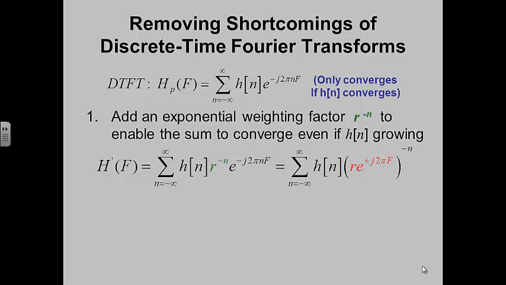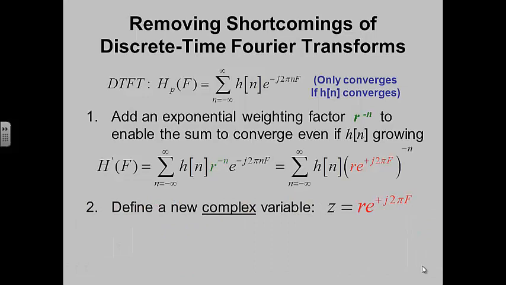And now I'm going to make a substitution of variables. Let's define some new variable. I'm going to call it z, and z is going to be exactly r e to the j 2 pi f. This thing in red. And so now I have a new transform, which was just the Fourier transform with this extra converging function: the sum from n equals minus infinity to plus infinity of whatever the time sequence was that I'm trying to transform, times z to the minus n. How simple is that?